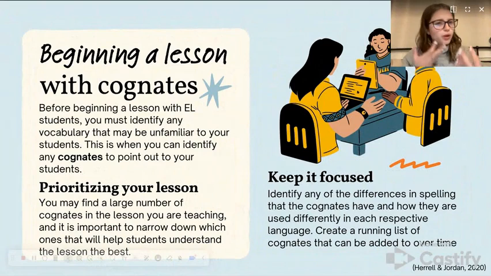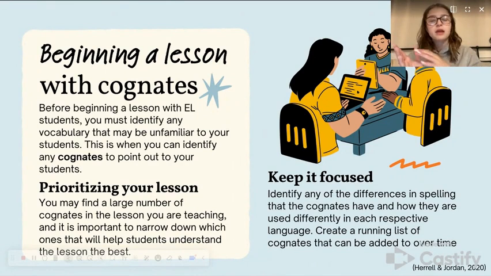How to begin a lesson with cognates. This is really important because these students don't necessarily have all of the same skills as English first language learners. So, to begin a lesson with EL students, you must identify any vocabulary that could be unfamiliar to your students prior to the lesson. Because this is when you, as a teacher, can identify any cognates to point out to your students during the lesson. And you want to prioritize your lesson.